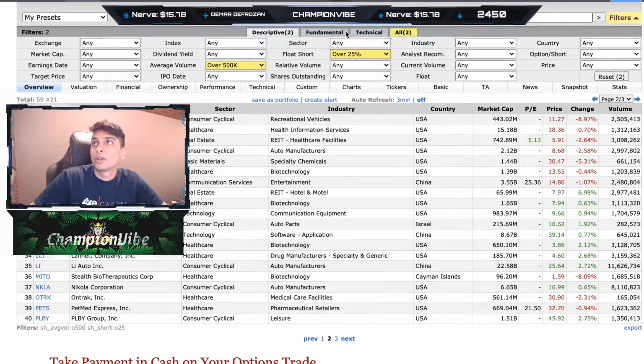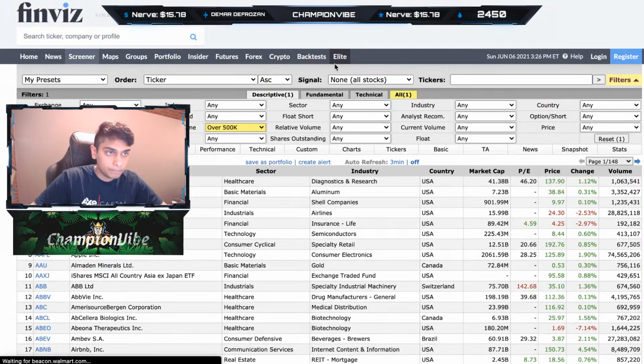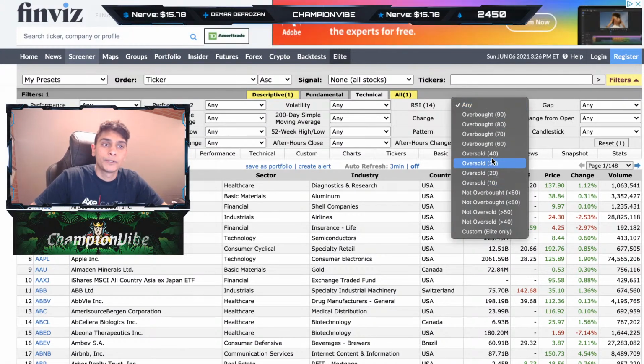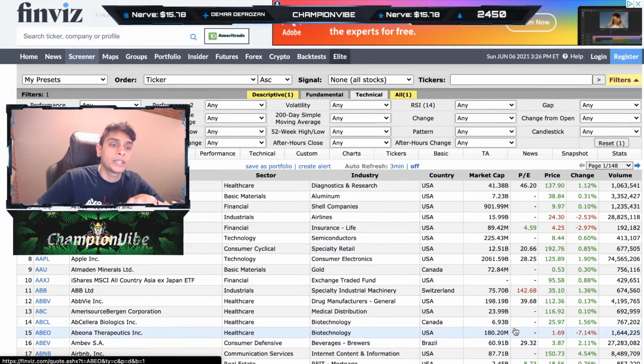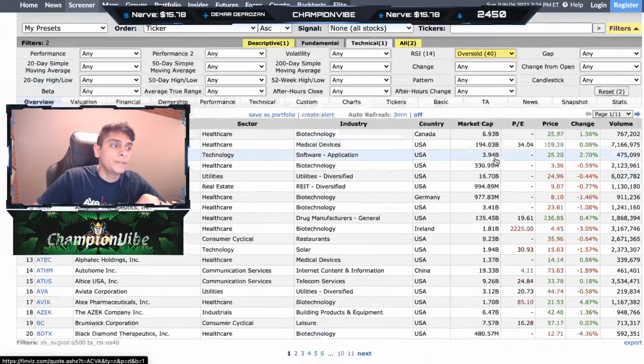So first we went with over 25% float short. Now we're going to go over to technical. I'm going to look for things that are oversold, so the RSI is at 40. I don't like putting the RSI too low on the scanner. If we go to RSI 10 or something, I don't like being that oversold, because then it shows you could have gapped down like crazy, or something horrible must have happened for you to be at an RSI of 10. So I'm just going to go with an oversold 40.